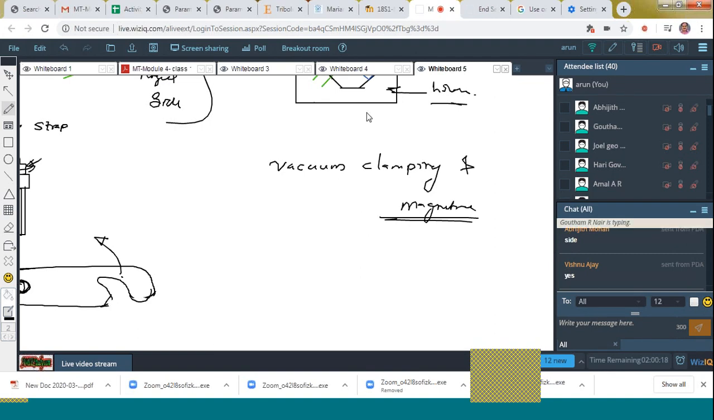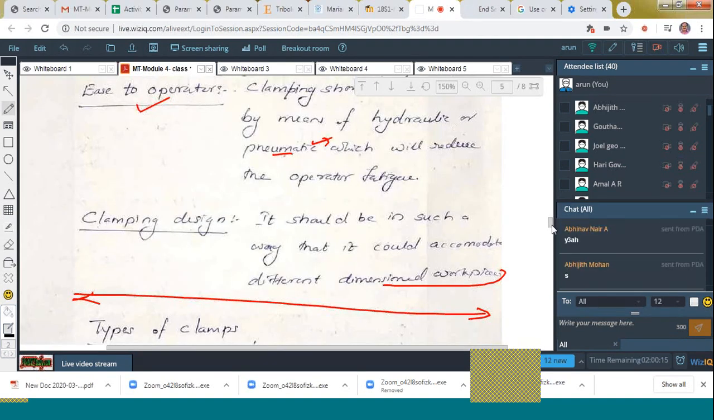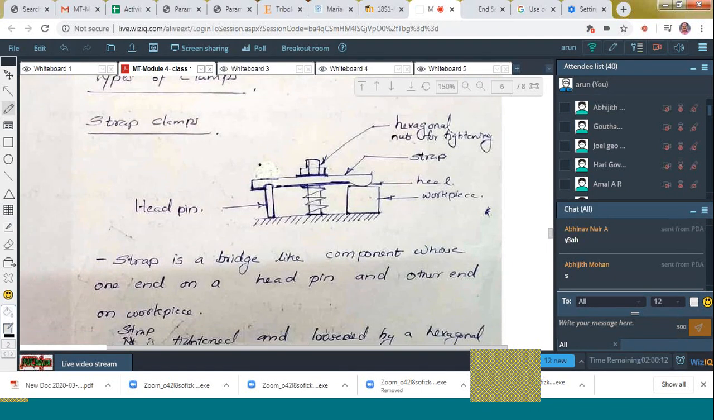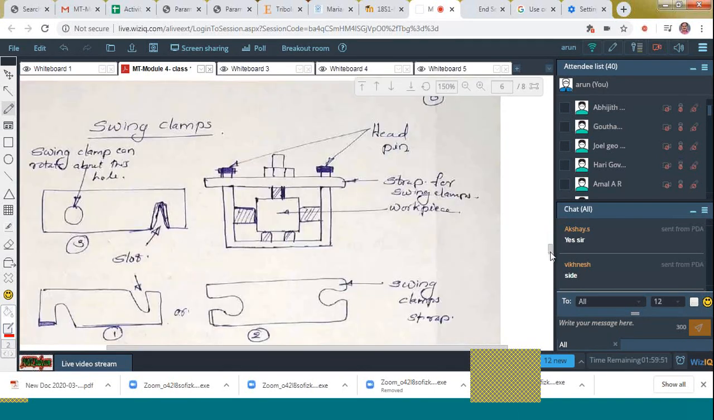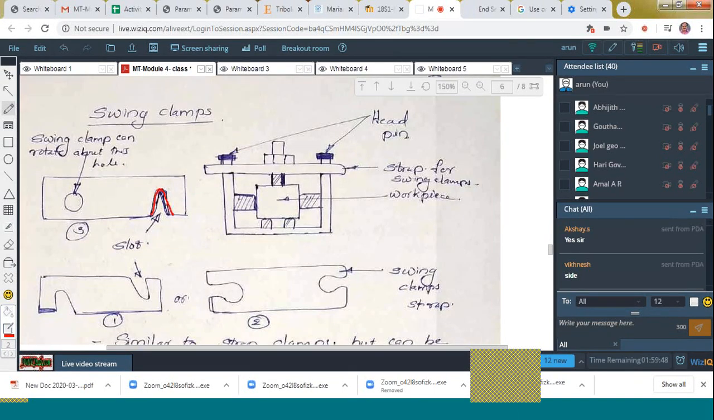Okay. Let's see the note. Here you can see the strap clamp. Here you can see that this is the bridge or strap, and here is the heel. And then what piece is kept over here? Hexagonal nut for tightening. You can see the spring also for loading, for easy removal. Next is the swing clamp. You can see the clamps there. It is having a slot-like shape. See, different shaped clamps are there. Here, all these things can be easily removed without complete loosening of that nut.